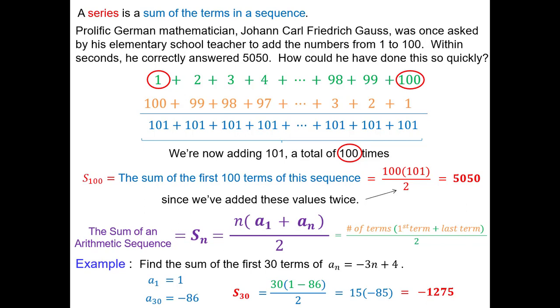So just remember that this formula only works for arithmetic sequences, and arithmetic sequences are very particular types of sequences where each term is off by a common difference.